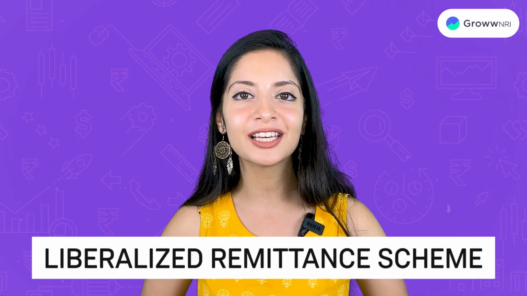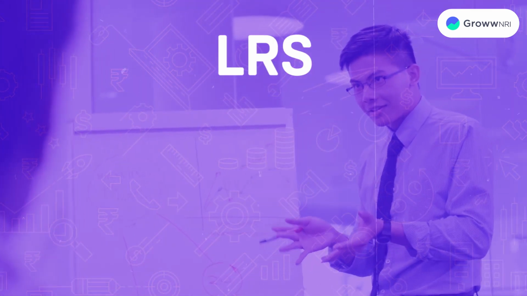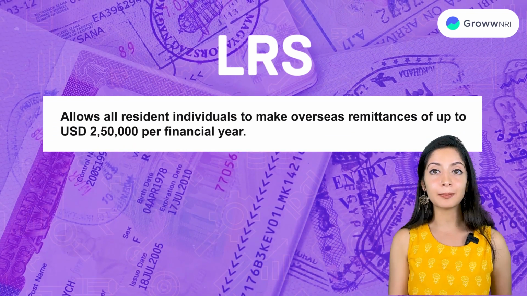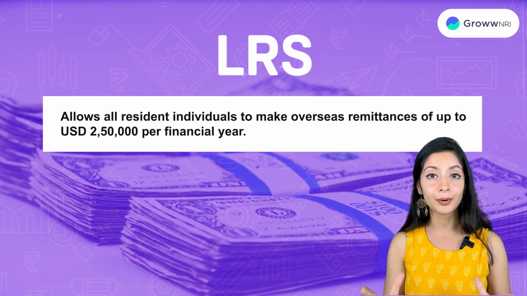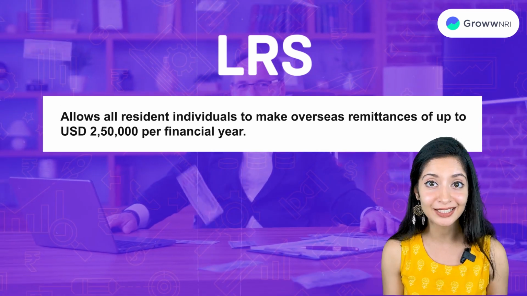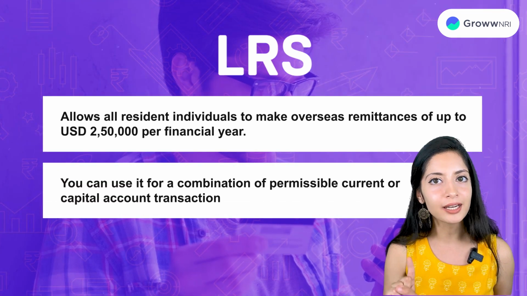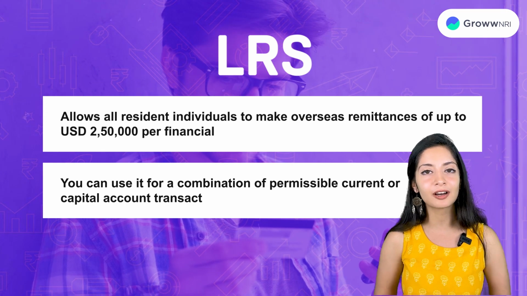That is the Liberalized Remittance Scheme, or LRS. This scheme is a game changer, and I'll tell you why. LRS allows resident individuals to make overseas remittances up to $250,000 US per financial year. Yes, you heard that right. $250,000. And it's not just for one type of transaction. You can make it for a combination of permissible current or capital account transactions.